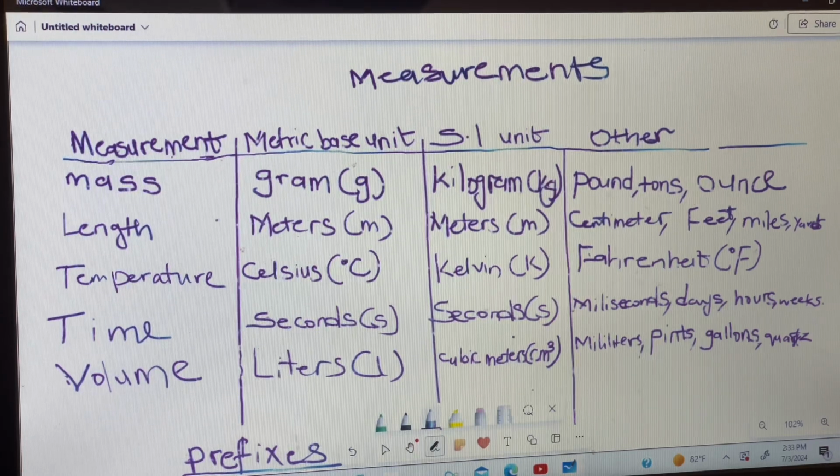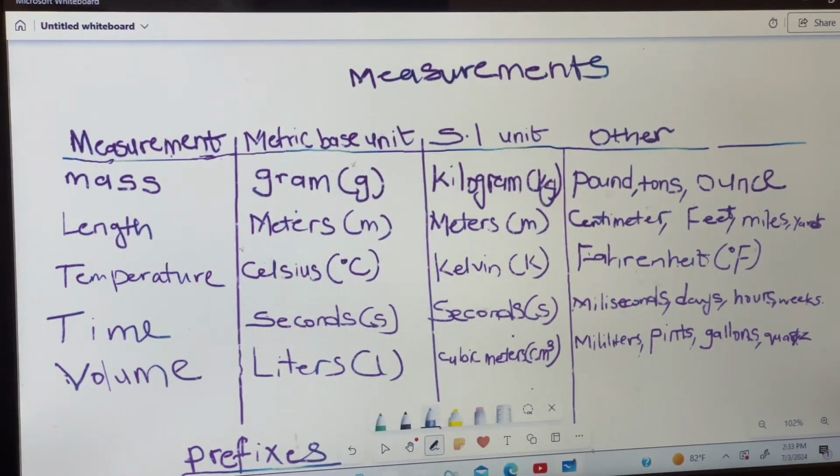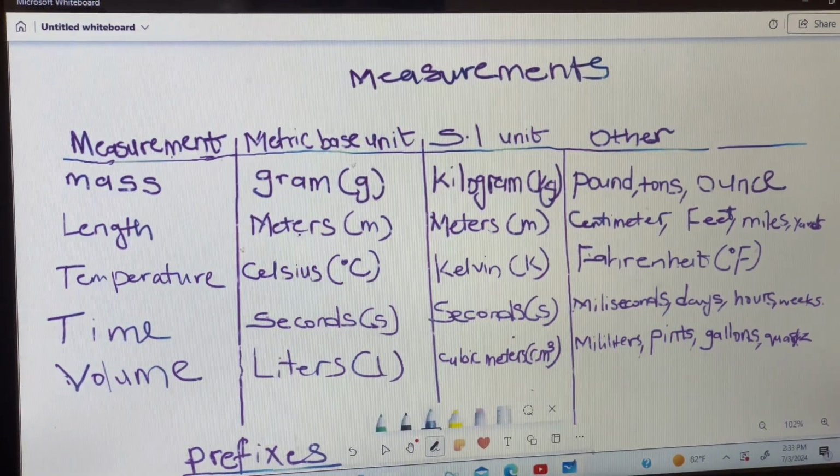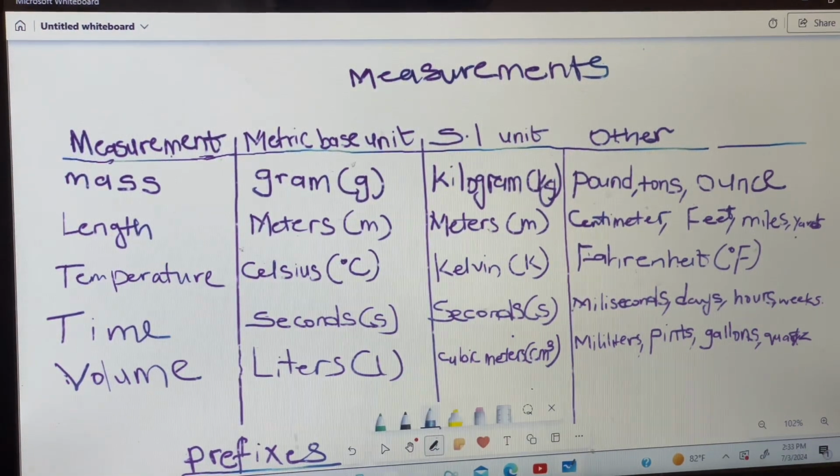The second one we have is length. Our metric base unit is measured in meters. Then the SI unit is also in meters. Then for other units, we can measure it in centimeters, feet, miles, and yards.